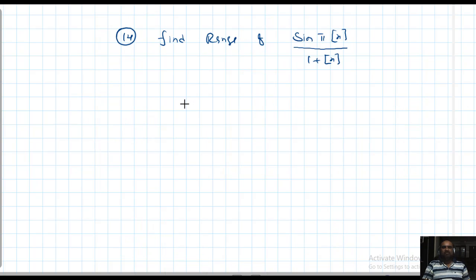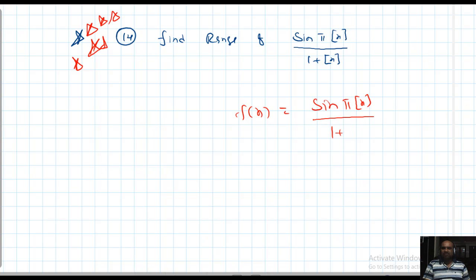Okay. Next, this is also a very important model, a logical question. Find the range of f of x equal to sin of pi times step x divided by 1 plus step x. In this problem, we want to find the range, not the domain. Actually, to find the range we should find the domain first of all. After domain, the input values, we find the range of output values. But this is a special type of problem, you can say the range directly.